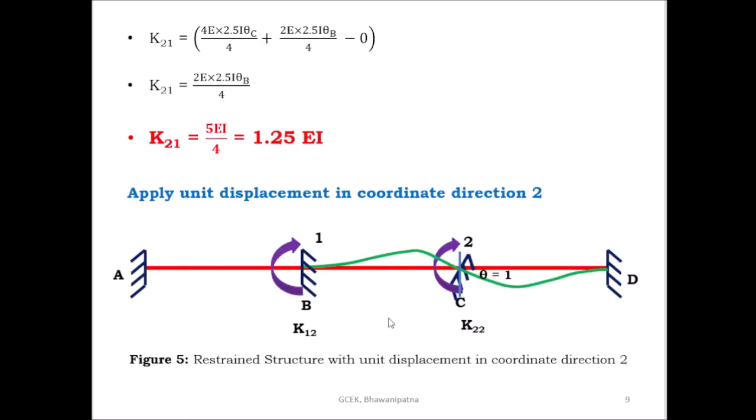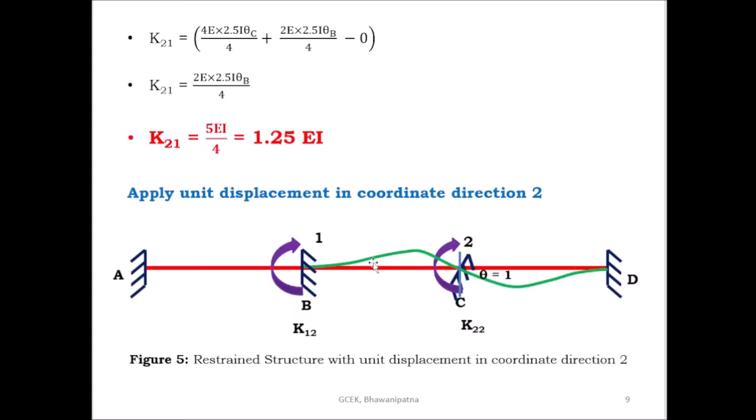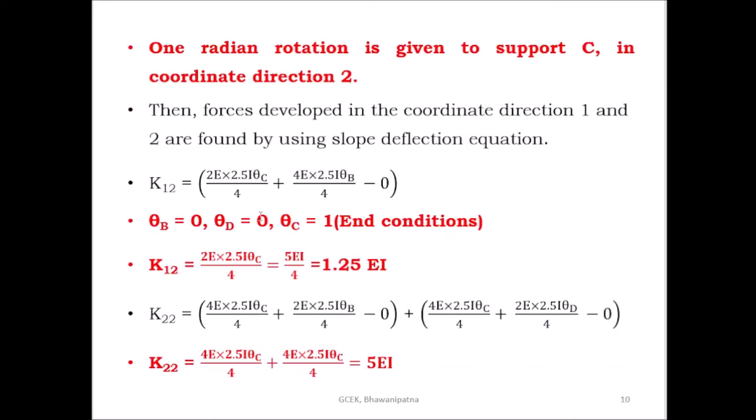So K12 is equal to 4EI theta B by L plus 2EI theta C by L. This is, K12 is equal to 4E into 2.5I theta B by 4 plus 2E into 2.5I theta C by 4. In this case, theta B is equal to 0, theta D is equal to 0 and theta C is equal to 1. So put these end conditions in this expression. So K12 is equal to 1.25 EI.